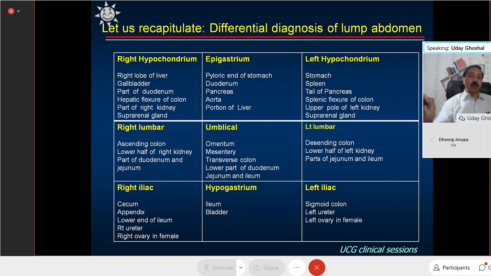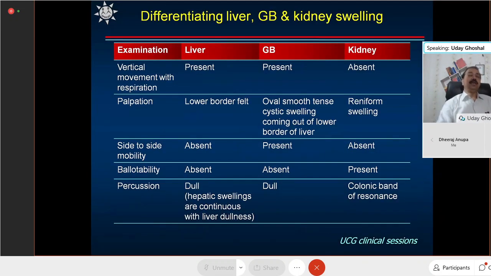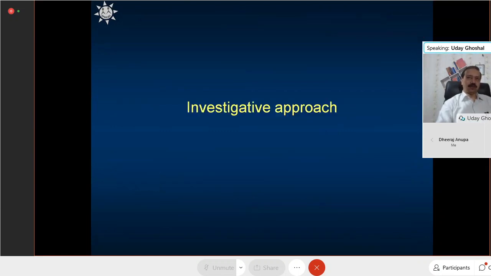Splenic flexure of the colon, upper pole of the left kidney and suprarenal gland. Left lumbar: descending colon, lower half of the left kidney, parts of the jejunum and ileum. Left iliac: sigmoid colon, left ureter, and left ovary in female. So these I've already said. Now, differentiation between GB, liver, and kidney swelling, I will not talk about today because our patient did not have such a lump, which I have to differentiate all this. So let us come back to our patient.